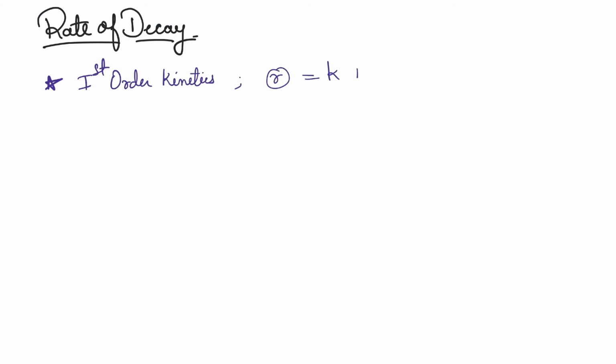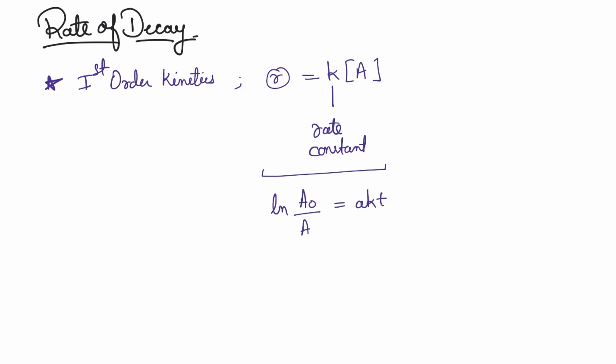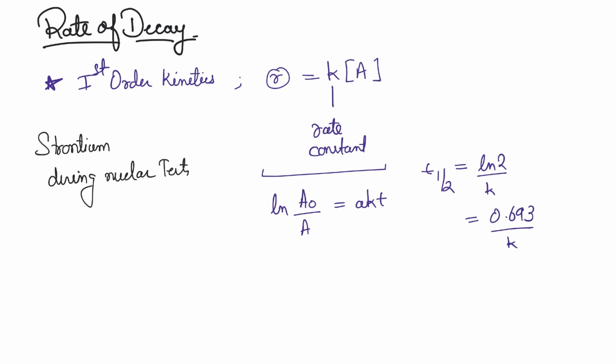That means the rate of the reaction is proportional to a single concentration of A, right? And the k here is the rate constant. We already talked about this. I'll leave the link down if you want to revise the rate laws. Now we can write the integrated rate equation, that is ln a naught upon a is equal to kt. You can also find the half time, that's 0.693 upon k.